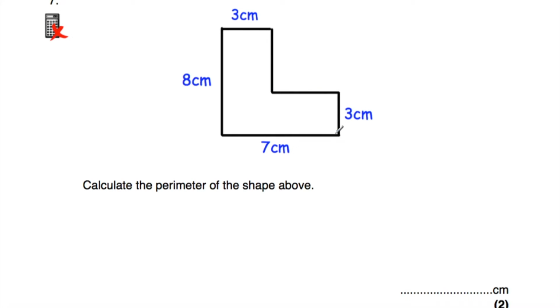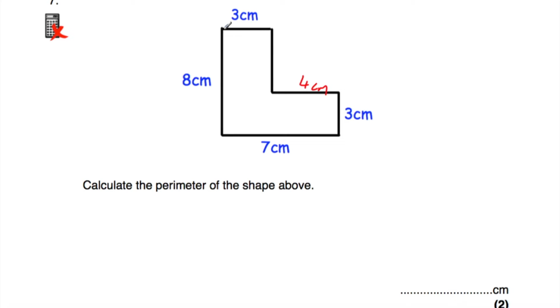Now let's consider the horizontal lines. The whole width of the shape is 7 centimeters, and this part is 3 centimeters. So that means that this length plus this length, the 3 centimeters plus whatever length this is, has to be equal to 7 centimeters. So if this is 3 centimeters, 3 plus 4 is equal to 7. So that means that this distance from here to here would be 4 centimeters.